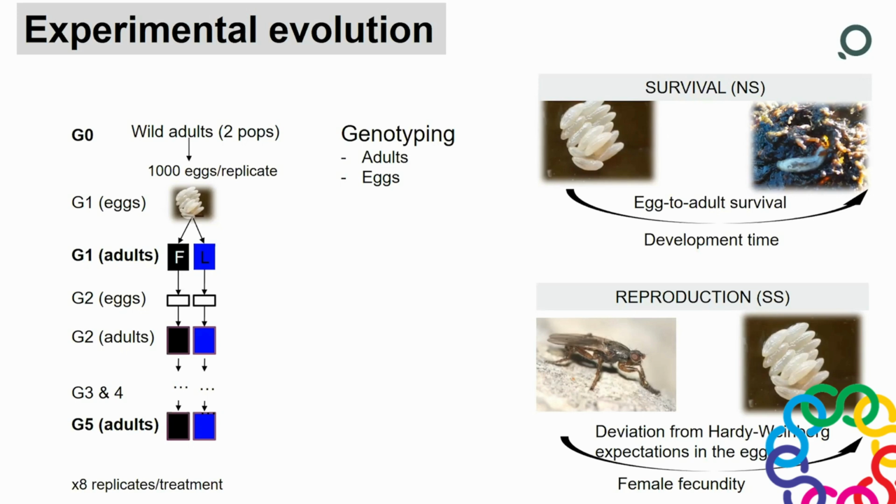So this way, we were able to look at the frequency of the inversion and the proportions of the 3 inversion karyotypes, both by looking at the adults that emerge, but also by genotyping the eggs. And this way, we had non-overlapping generations, and we could look at the contributions or the impacts of having the inversion or not having the inversion on reproduction, but also survival and development time and things like that.